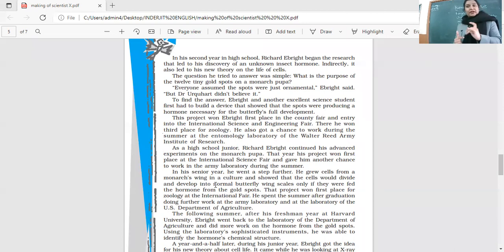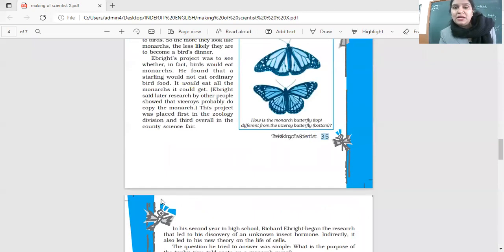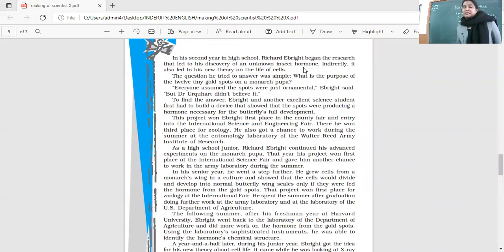So the monarch butterfly also has spots. Let's look at the picture once again. Does it? Yes. Look at the monarch butterfly. Which is the monarch butterfly? On the top. Does it have these spots and all? So it seems as if the pupa also has these spots.